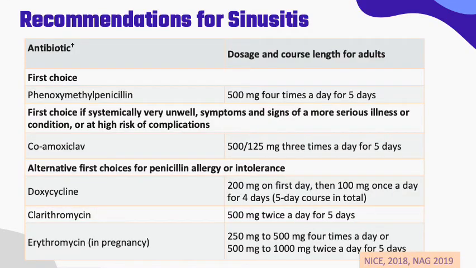Phenoxymethylpenicillin has been recommended as a first line for sinusitis in patients who are otherwise well or have no history of prior antimicrobial use. If the patient is more ill or at high risk of complications, amoxicillin clavulanic acid can be the option. For penicillin allergy, the tetracycline doxycycline or the macrolides clarithromycin or erythromycin have been recommended.